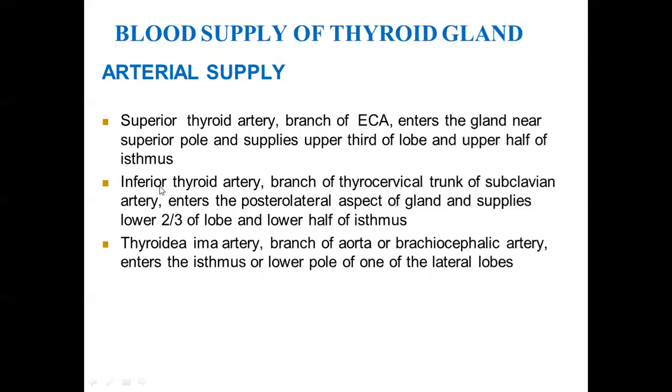Now, in some, a thyroidea ima artery is also seen, which may be seen as a small direct branch of the aorta or the brachiocephalic artery. And it usually enters and supplies the isthmus or the lower pole of the lateral lobes.